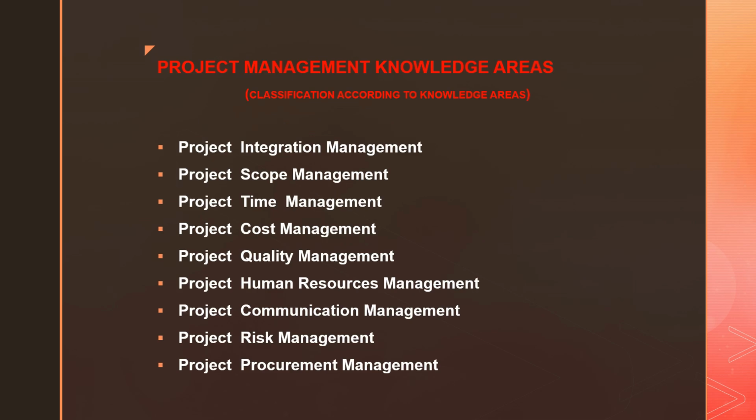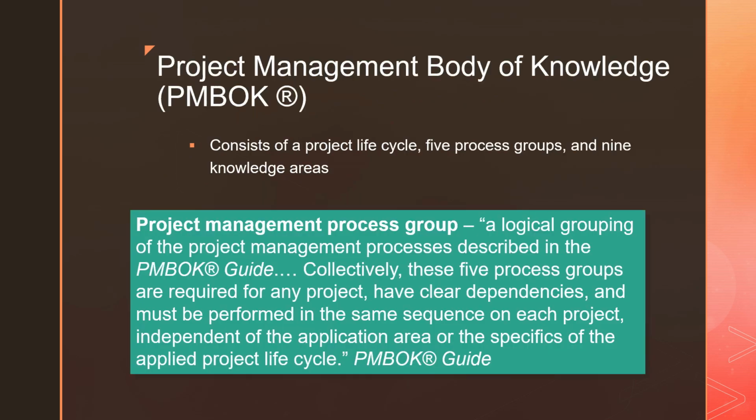These are the various project management knowledge areas: project integration management, project scope management, project time management, cost management, quality management, resource management, communication management, risk management, procurement management. According to PMBOK, a project management process group is a logical grouping of project management processes described in the book collectively. These process groups are required for any project and have clear dependencies and must be performed in the same sequence on each project, independent of the application area or the specifics of the applied project lifecycle.